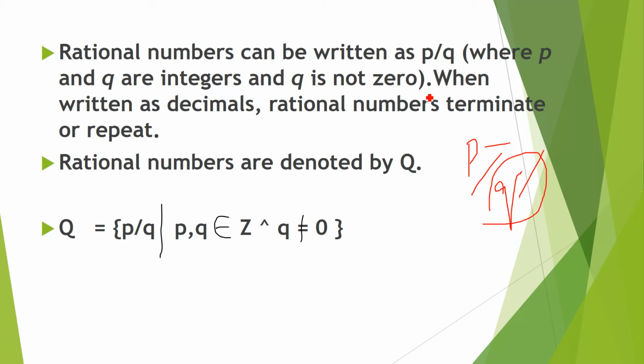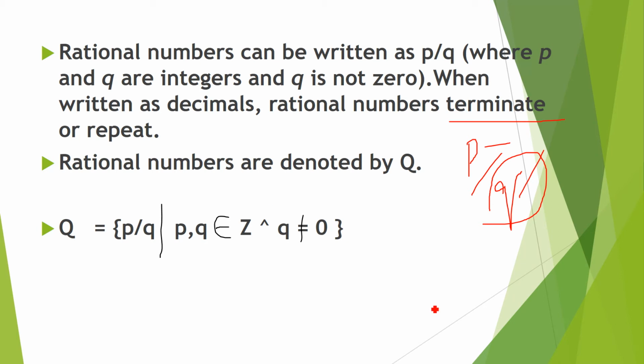So the same definition I have mentioned here: rational numbers can be written as P over Q, where P and Q are integers and Q is not zero. Q comes in the denominator and it should never be zero. When written as decimals, rational numbers terminate or repeat, right? If you want to learn more about terminate or repeat, kindly see my last lecture. We have discussed in detail the meaning of terminate or repeat.